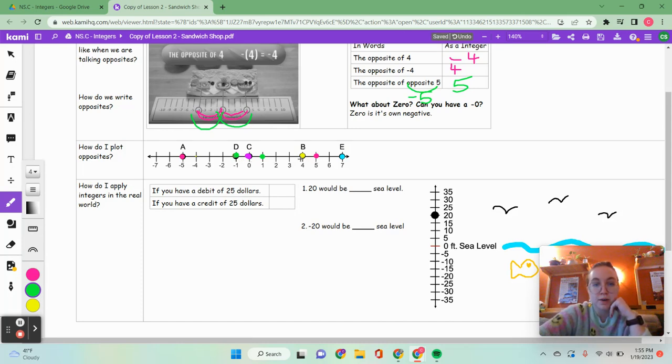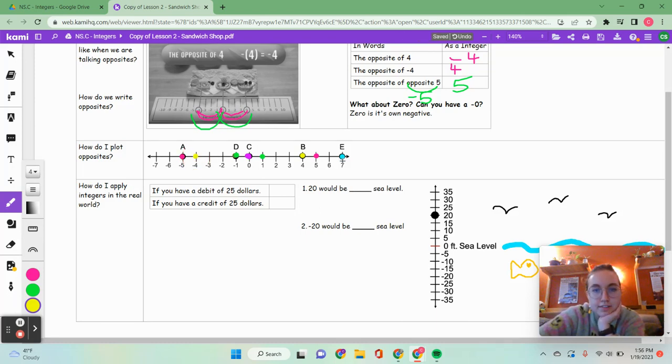If I want the opposite of positive 4, I need to go to the right 4 from 0, so I can go to the left 4 from 0, and I can happen upon a negative 4. We also talked about that up there. The opposite of 4 is negative 4. The opposite of negative 4 is 4.